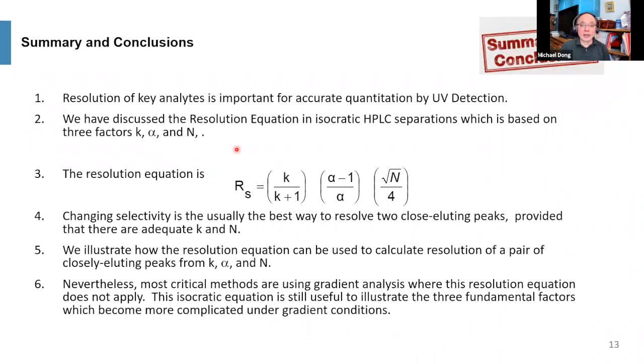Okay, so in summary, the resolution of the key analyte is the most important for accurate quantification using UV detection. We have discussed the resolution equation under isocratic conditions based on three factors, right? Which are k, alpha, and N, right? So the k term is k over k plus 1, then alpha minus 1 over alpha, and the square root of N. Changing selectivity, because selectivity tuning is usually the best way to resolve two closely eluting peaks. That means changing the column, changing the mode for A or B. So we will talk about method development later on.